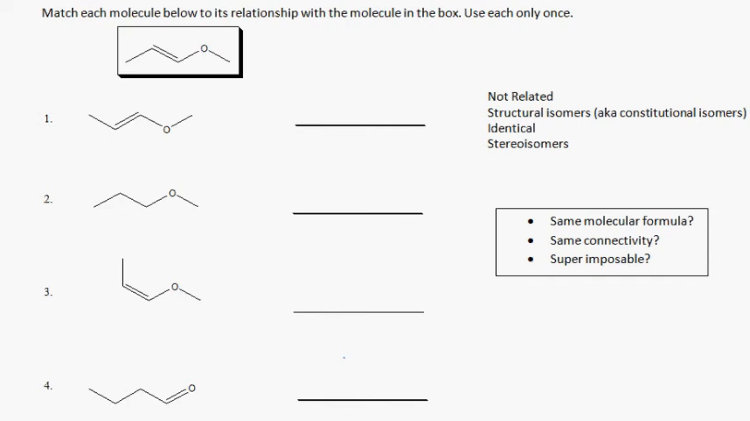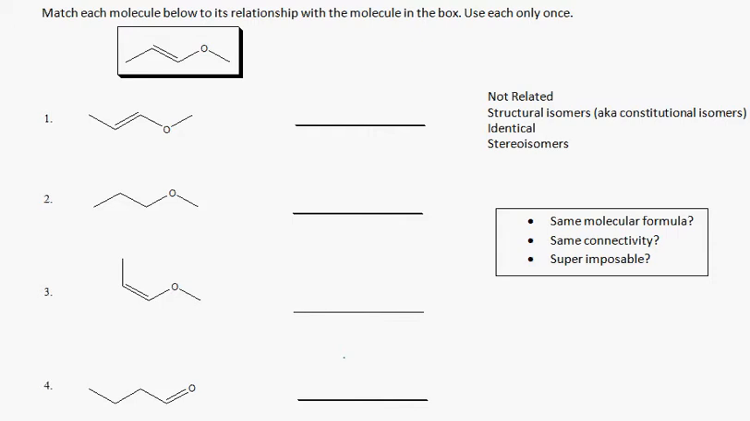This is another isomer matching example, but it's a little bit different format from the one in my first video. In this one, you're asked to match each of the 4 molecules below to its relationship with the molecule shown in the box. And you'll use each relationship only once, so again we can use process of elimination to our advantage. We have only 3 questions in our process this time because there's only 4 possible relationships, so I deleted the question that helps you to determine whether or not the molecules are conformers.